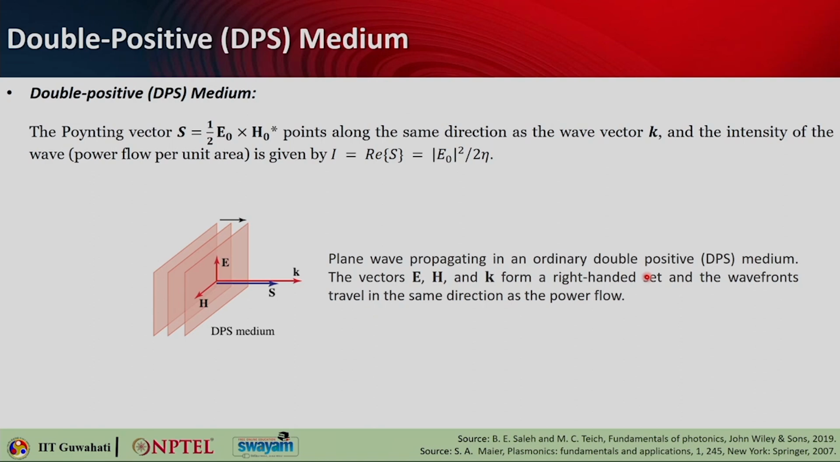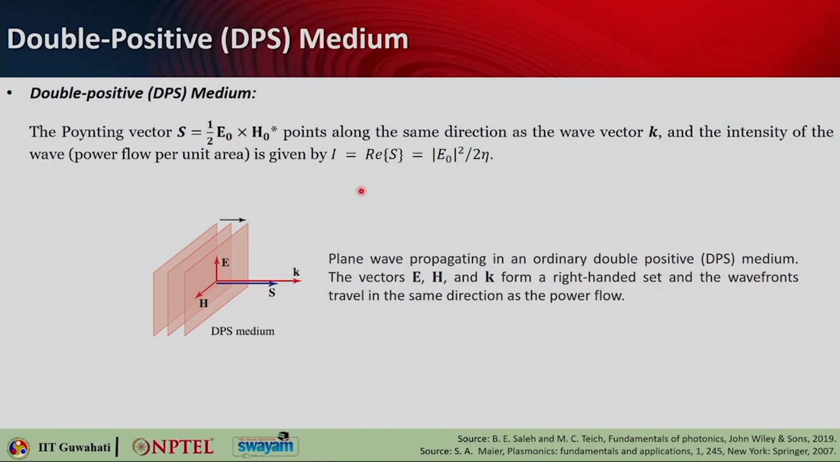the energy flow. That you can determine from the Poynting vector S, and S is calculated as half E naught cross H naught conjugate. So this is how you can compute the direction of energy flow or power flow per unit area. Because E and H form a right hand system, you can see that S will also propagate in the same direction, because both are positive in this case.